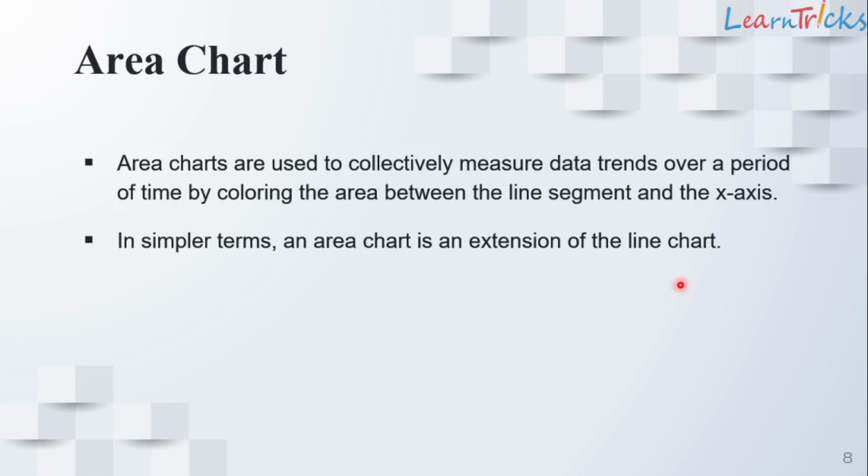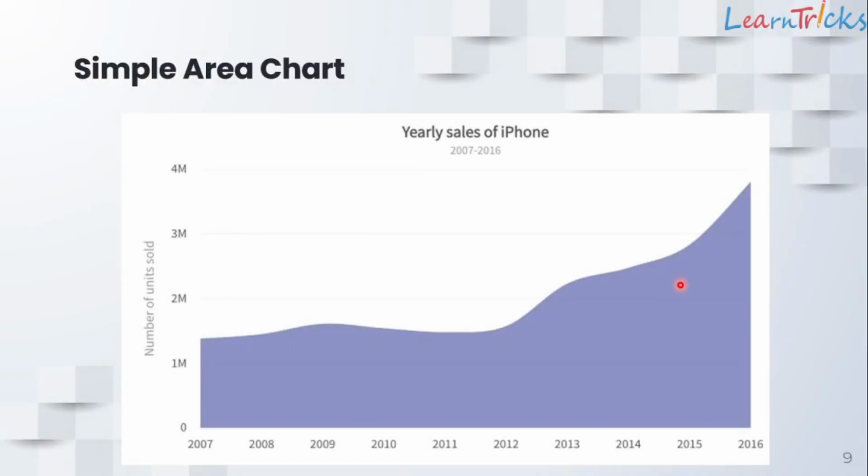So we will see the next part, that is the types of area chart. The first type of area chart is the simple area chart. In a simple area chart there will be just one line or one area, or we can say one variable with respect to time. Here the plot shows the yearly sales of iPhone from 2007 to 2016. The x-axis is the time span, 2007, 8, 9, 10, 11 up to 2016, and the y-axis shows the number of units sold, from 0 to 4 million units.